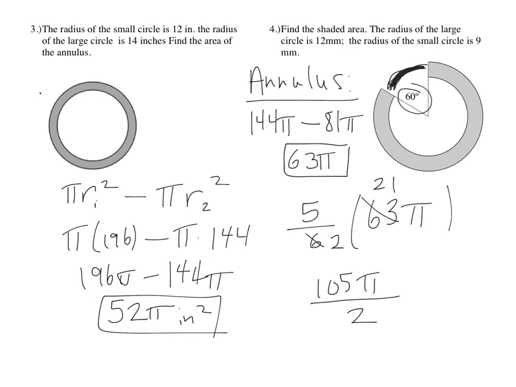I feel like I did the 60 part pretty quickly. I just wanted to go back through that, how I found that. 60, it's saying 60 over 360, right? It's arc measure over the 360 to get what fraction is this little part that we want to take out. And so we're taking out 1/6 of it. And that means that 5/6 of it is left. So we could have subtracted 1/6 of 63, or we could have just said, what is 5/6 of it? And that's what we did here. So the shaded area here was 105 pi over 2, and this is in millimeters squared.